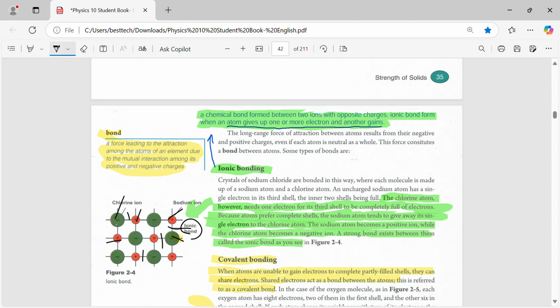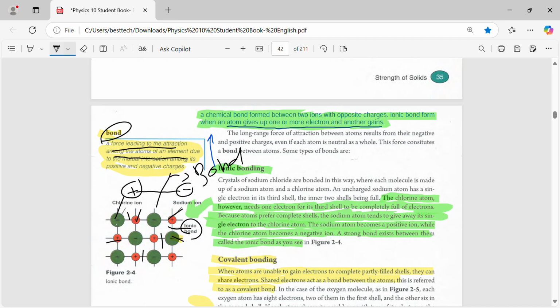What is the definition of bond? A force linked to the interactions among the atoms of an element due to the mutual interaction. Guys, in general, for example, you have two molecules. They are combined by this bond. This is called a bond between the molecules. This atom is positive charge, the other one is negative charge. So the bonds can lead two objects to attract each other and combine together. This is just the bond definition.